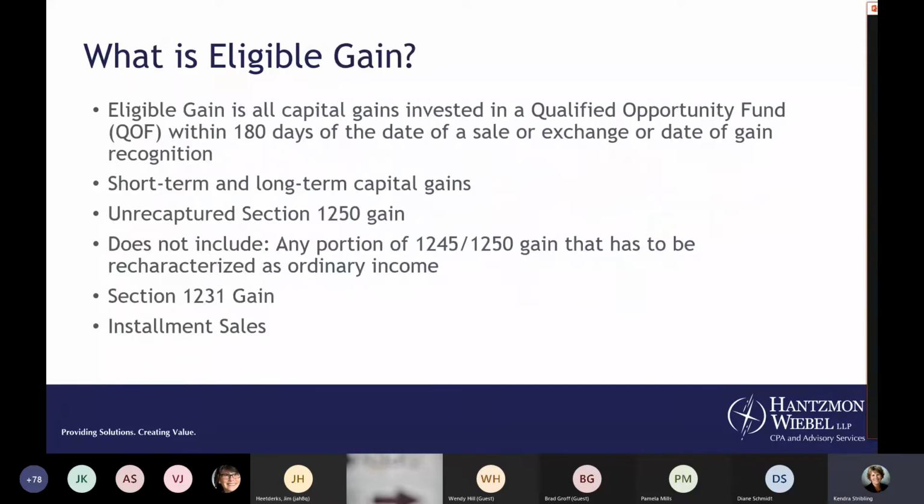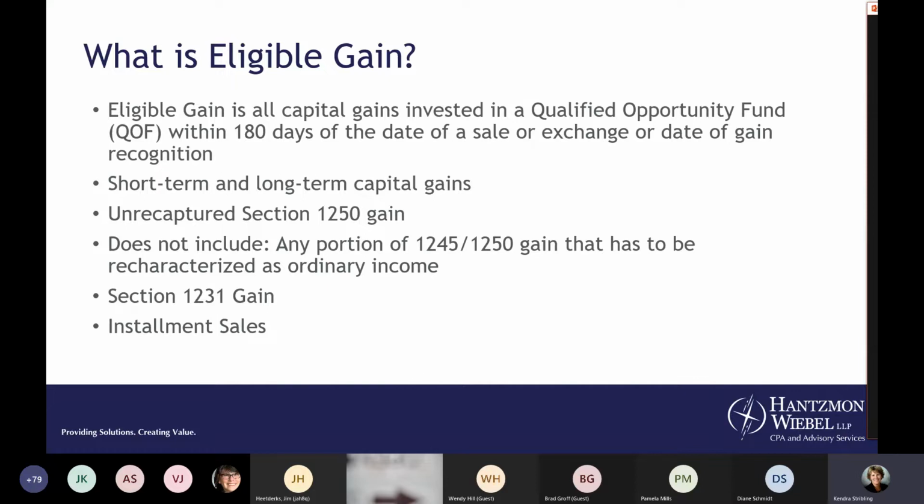Eligible gain is all capital gains invested in a qualified opportunity fund within 180 days of the date of a sale or exchange, or the date gain must be recognized. Both short-term and long-term capital gains qualify, as does unrecaptured Section 1250 gain. Any portion of 1245 or 1250 gain that has to be recharacterized as ordinary income is not eligible gain. Section 1231 gains and installment sales also qualify.